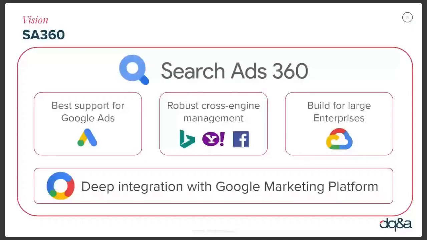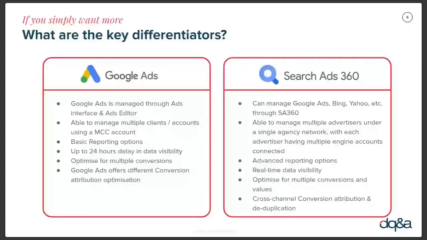So what are the key differences, just looking at Google Ads and SA360? Google Ads gives you the ability to manage your ads and your campaigns through the interface or the editor. You have the ability to manage your clients or your accounts with an MCC account. You have basic reporting options, getting an Excel file, CSV, whatever. And you sometimes have a 24-hour delay in data visibility, for example, looking at audiences. You can optimize for multiple conversions, and Google Ads offers different conversion attribution optimizations.